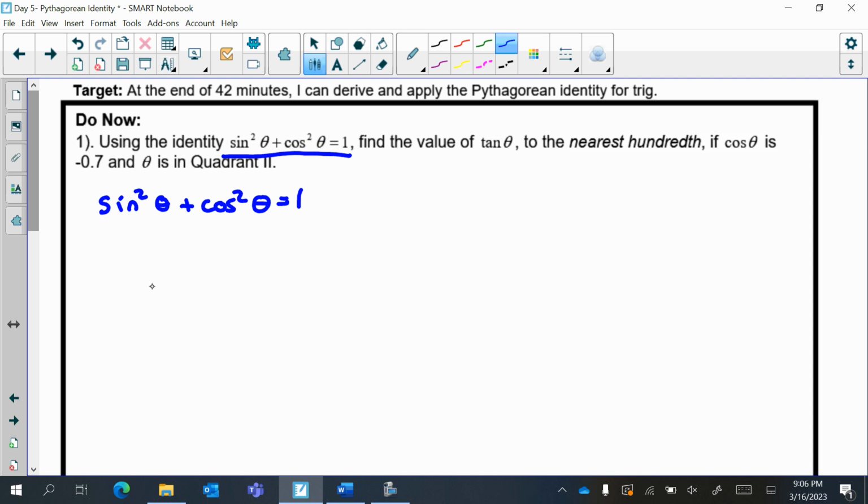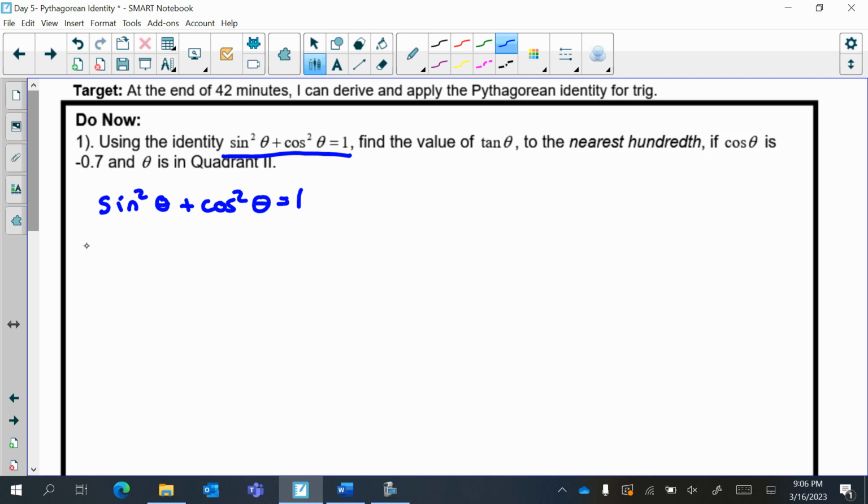From there, you're going to use what they give you. Our goal is to find tangent. We have cosine, and that's kind of it. You know you're in quadrant 2. So all we know is cosine. So what I'm going to do is input what cosine is. I do not know sine.